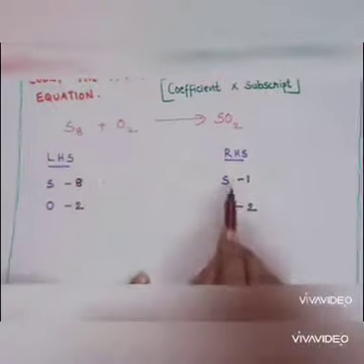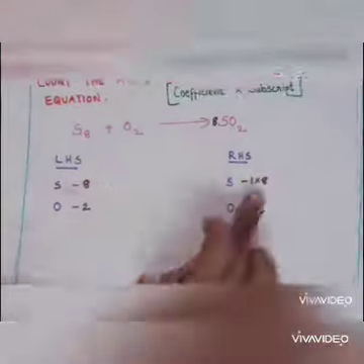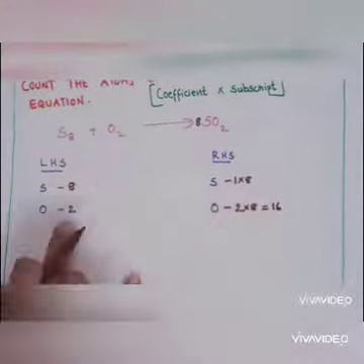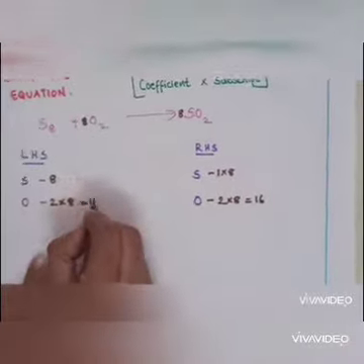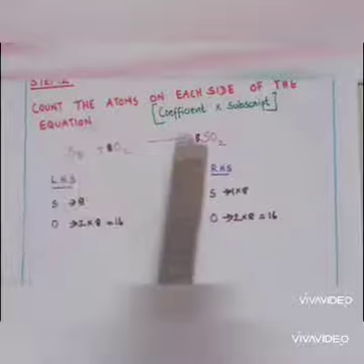Here in the LHS, it is 8 for sulfur and 2 for oxygen. And here in the RHS, sulfur is 1 and oxygen is 2. Now we have to multiply it by 8. Then you can balance the equation.